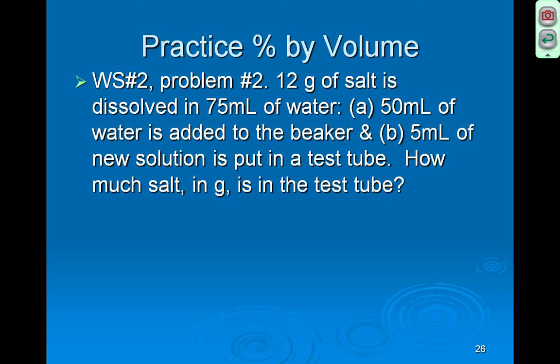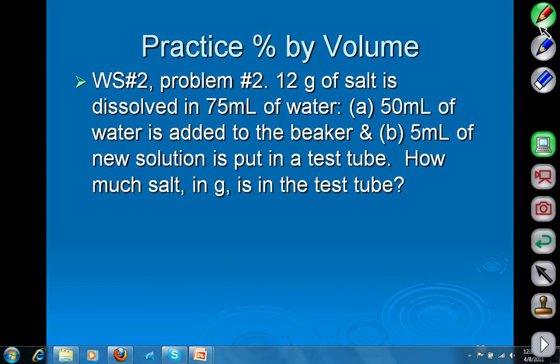We're going to do problem number 2 from worksheet 2. This at first appears to be a tough problem, but it's not so bad. So a beaker contains 12 grams of salt dissolved in 75 milliliters of water. Suppose we do the following. A, we add 50 milliliters of pure water to the beaker and stir up the contents. And then B, we pour 5 milliliters of this new solution from the beaker into an empty test tube. And the question is, how much salt will be in the test tube in grams? So show your work and your units. I'm going to grab a pen.